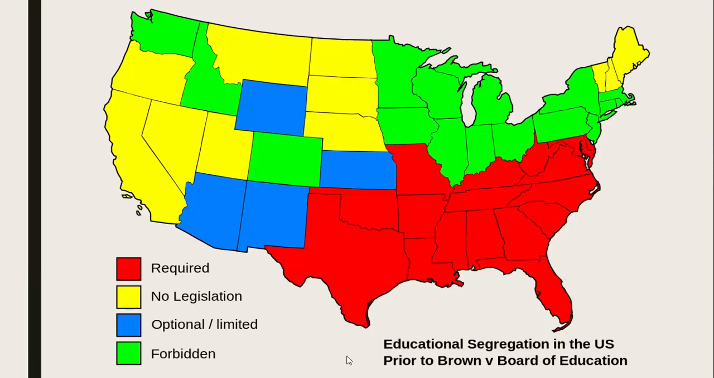And so in America, not every state had segregated schools. We see here red means that it was required that schools were segregated. We also see that there were some states in the country with this green that did say it was forbidden to separate schools by race. So not all of America was segregated, but definitely the South was a very segregated area.